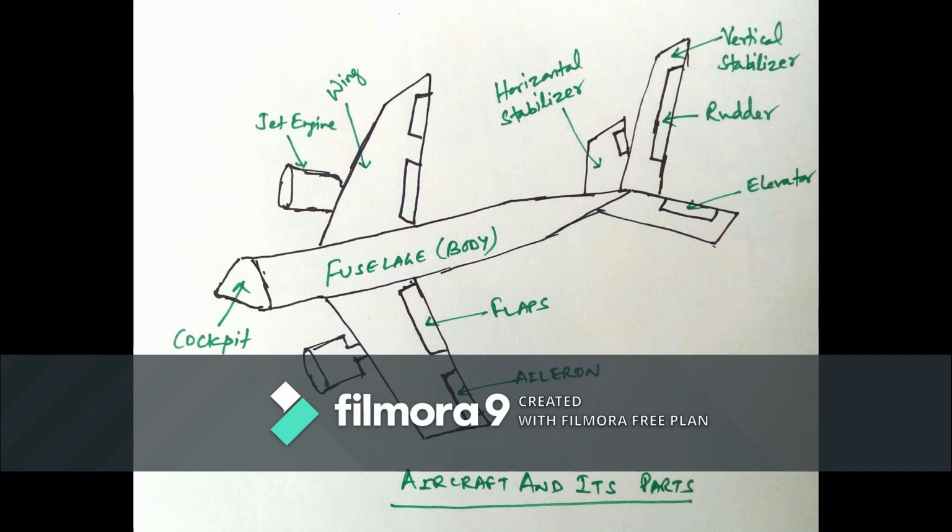Then we went to the horizontal stabilizer, vertical stabilizer, elevator, rudder, and the right wing structure came. Okay, so today I am finishing up till here only.